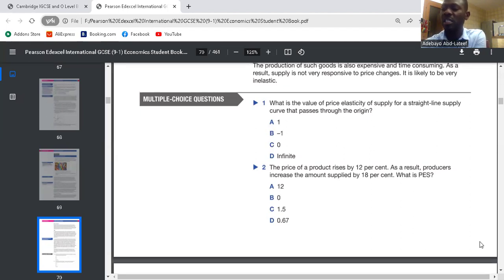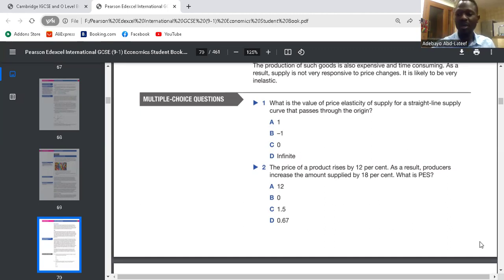is percentage change in QS over percentage change in price, right? Yes or no? Okay. So we have the quantity supplied, 18, right? 18 over 12. So 18 divided by 12 is what? Use your calculator or your phone, please. 18 divided by 12. I think 1.5. Okay, so it's 1.5. Is it clear? Yeah.